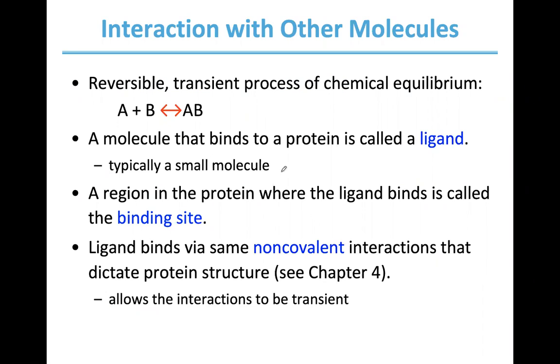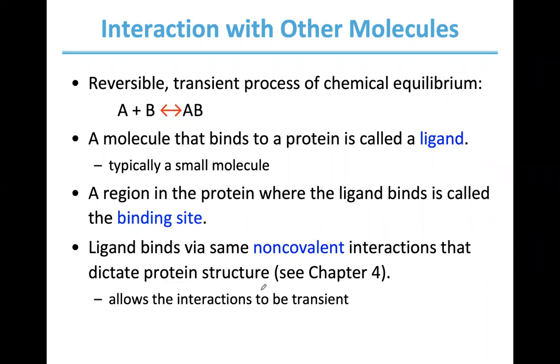So we're going to call a molecule that binds to a protein a ligand. The region where it binds, we're going to call the binding site. And in general, what makes our life easier is that with these non-covalent interactions, when we talk about protein structure, it's going to be the same non-covalent interactions, right? So cation bonding, electrostatic interactions, salt bridges, hydrogen bonds. So basically all the stuff we already covered, right?